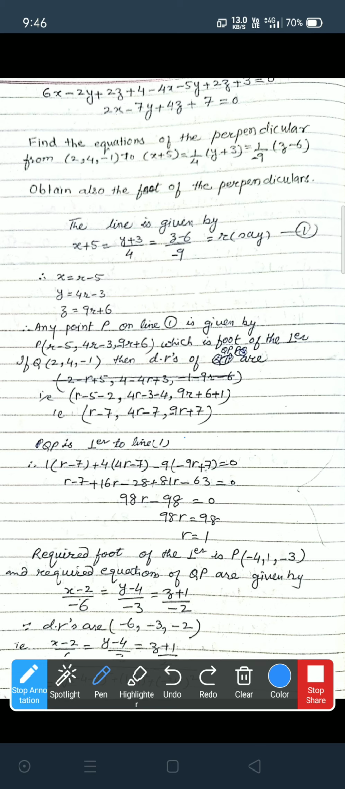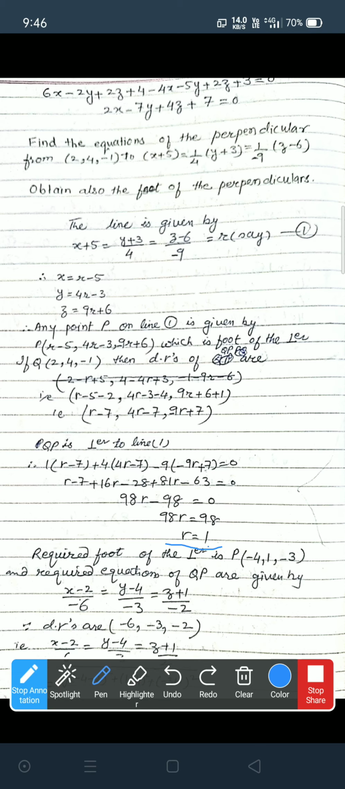QP is perpendicular to line 1. So this is line 1, whose direction ratios are 1, 4, minus 9. So 1 into r minus 7 plus 4 into 4r minus 7 minus 9 into minus 9r plus 7 is equal to 0. If we calculate this, then we get r is equal to 1.